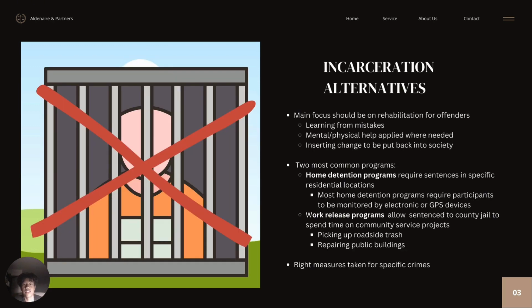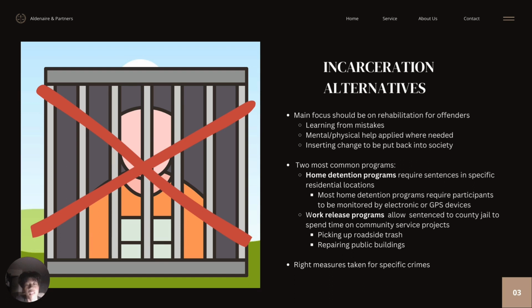And the next thing I want to talk about is alternatives to incarceration. As I've discussed briefly in the last slide, the main focus should be on rehabilitation for the offenders and helping them change for the better. It should be towards helping them learn from their mistakes. A lot of people who commit crimes might be suffering from mental or physical issues in their lives, and there needs to be help applied where that's needed. All in all, they just need to be helped, changed, and put back into society as a better person, learning from their mistakes.